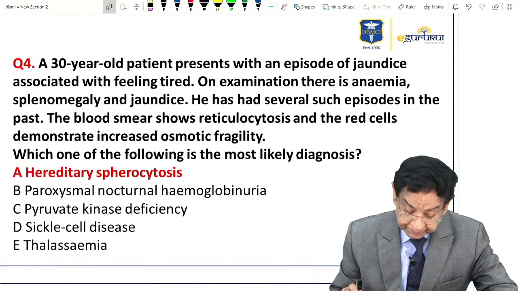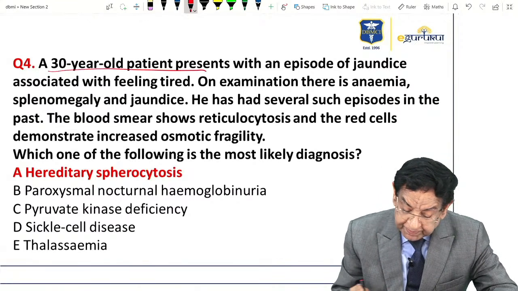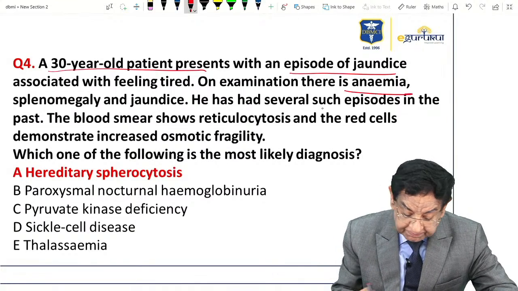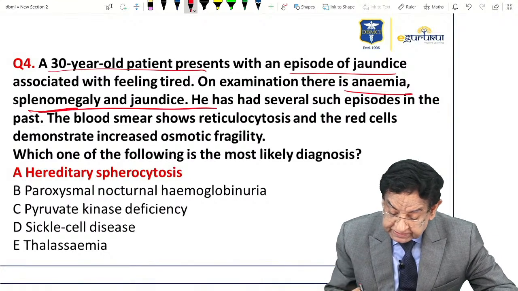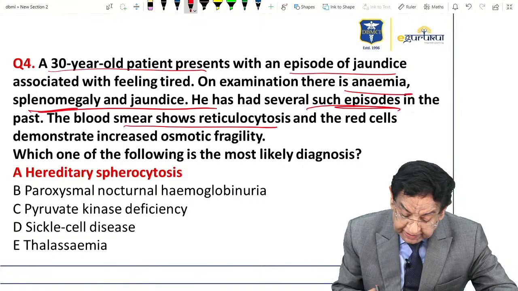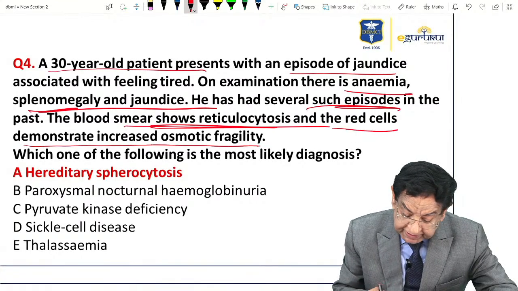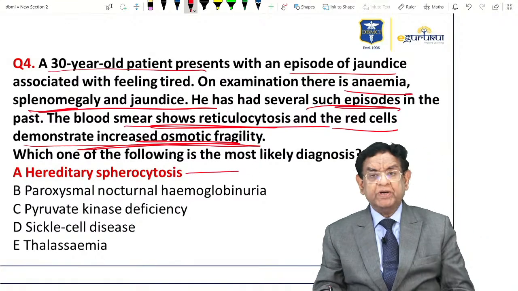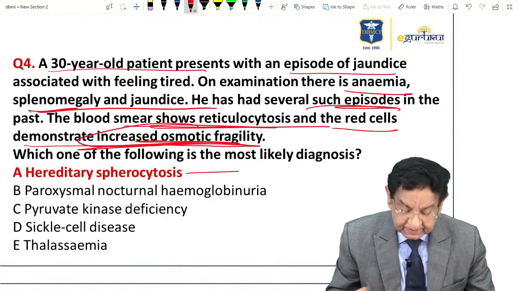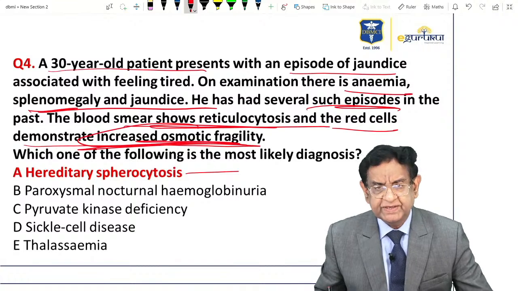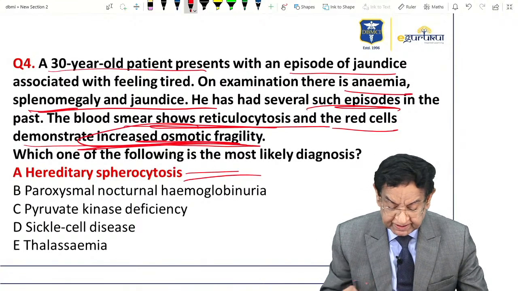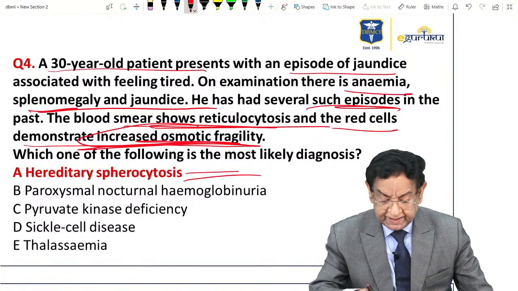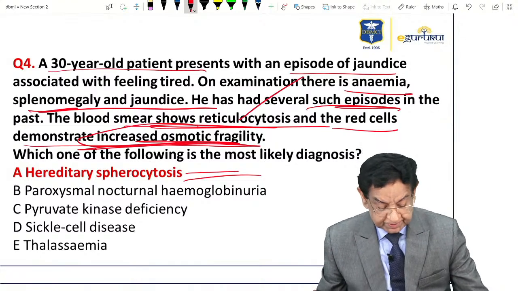Question 4. A 30-year-old patient has episodes of jaundice, and there is anemia, splenomegaly, and jaundice. Several episodes, reticulocytes are there, and RBCs demonstrate increased osmotic fragility. This is a simple question. If the question talks about increased osmotic fragility, 99.9% you are dealing with hereditary spherocytosis. It is also supported by the increased reticulocyte count.